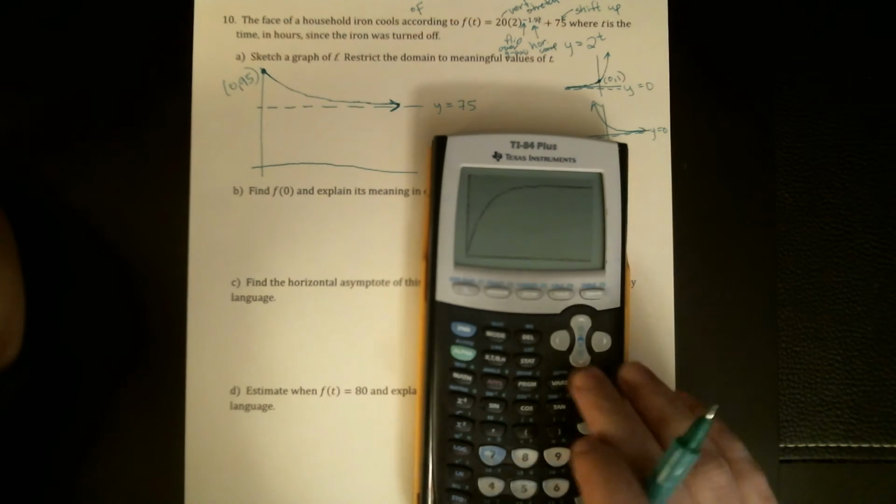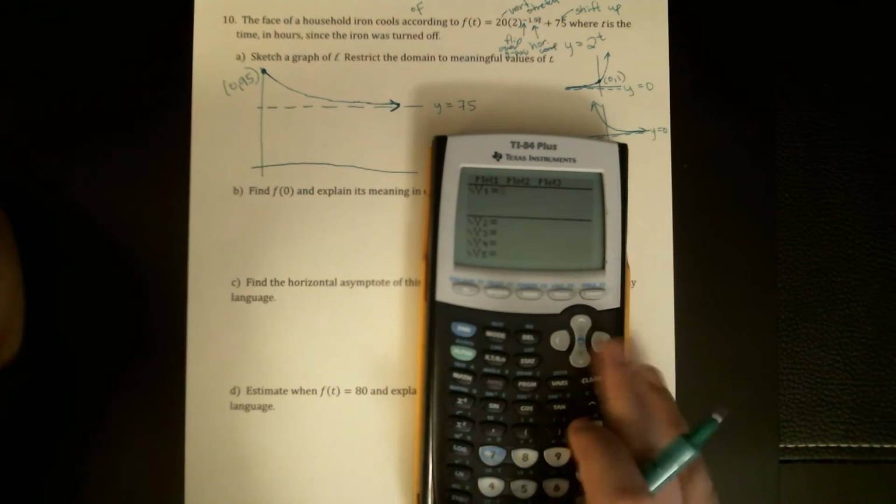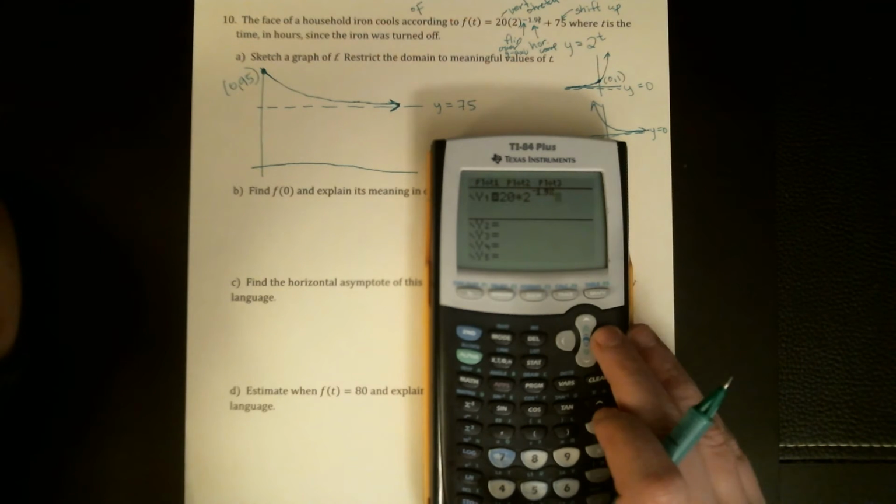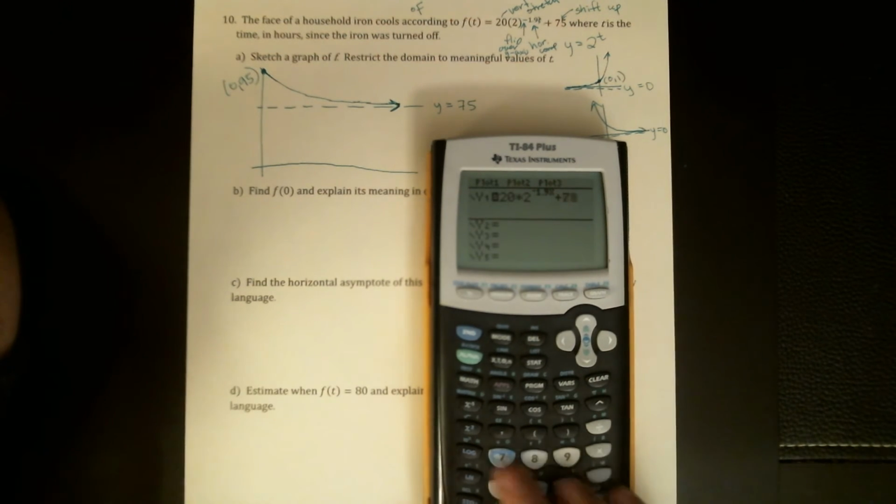I can check this on my calculator again. Okay, so I had 20 times 2 to the negative 1.9x plus 75.